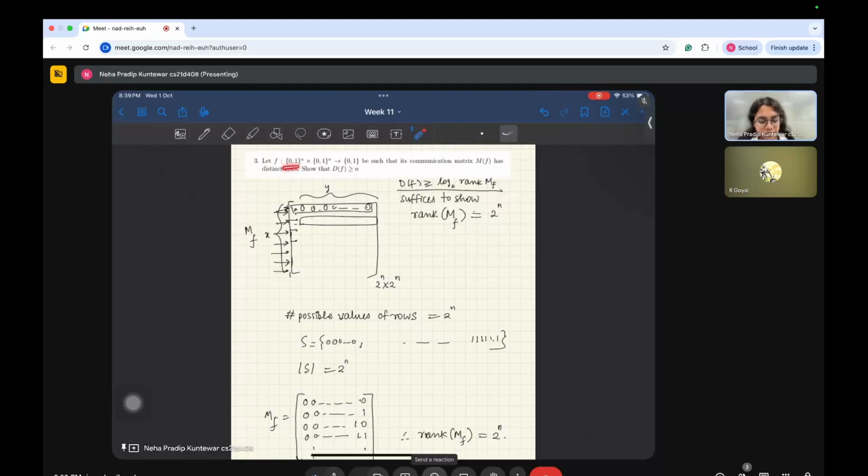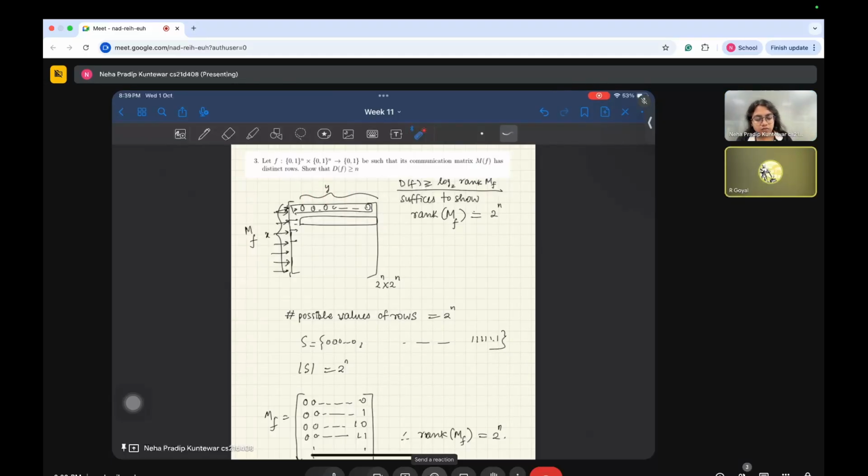Alice has some n bit length string x. Bob has some n bit length string y. But they can't compute it. It's not trivial to compute, because although Alice has her part of the input, her answer lies somewhere in this row. But she doesn't know the column. The column is what Bob is holding.